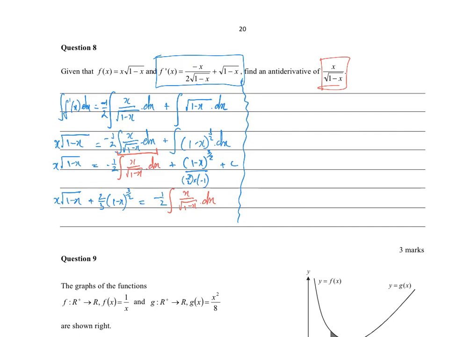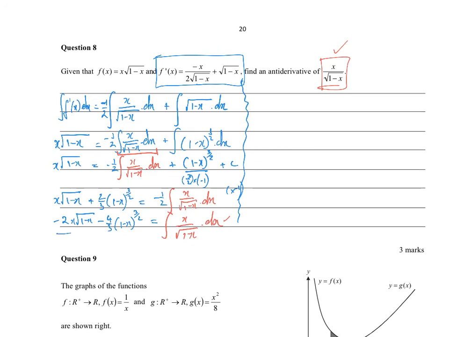So if I multiply now both sides by negative 2, that negative cancels, and 2 times a half is 1. I get negative 2x square root 1 minus x minus 4 on 3, 1 minus x, equals x dx. Okay. Now, I think that's the answer. It says find an antiderivative of that. I'm happy with that.